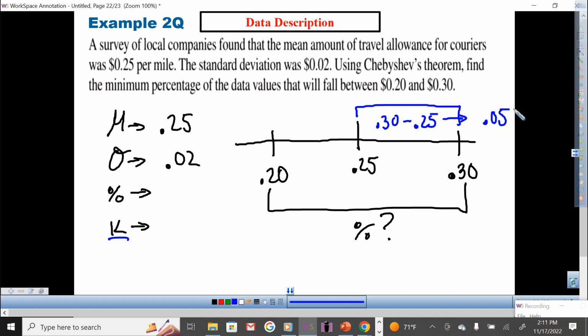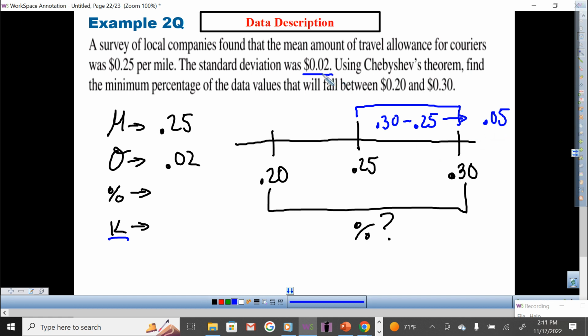All right. So what does that mean, Mr. Q? That means that from here, from the mean to the end, that's so many standard deviations. We don't know how many standard deviations. Do we know the value, though? Yeah, the value is 0.02.